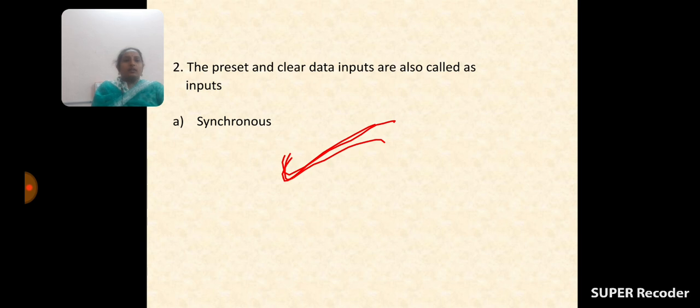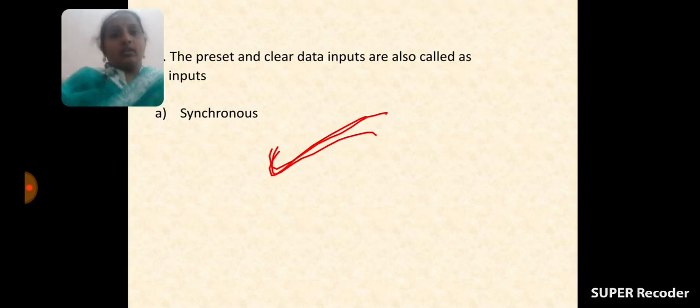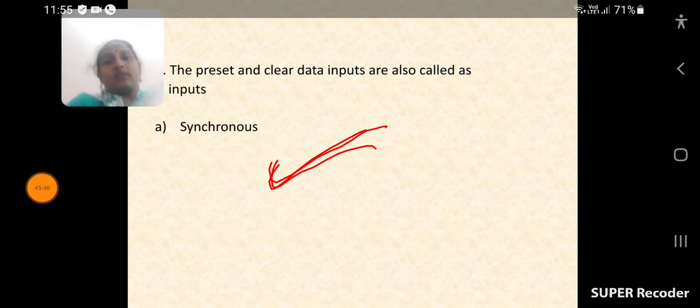And the T flip-flop provides the complement. If I apply 1 as input, it will give 0, and if it has 0, then it will produce 1. So in this way, all the flip-flops must work simultaneously. Okay, with today's class, the construction and operation of flip-flops will be over.